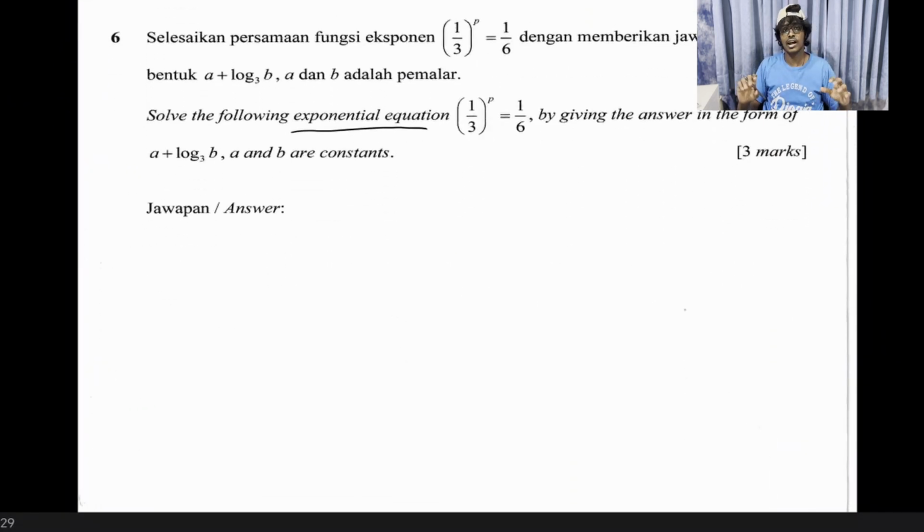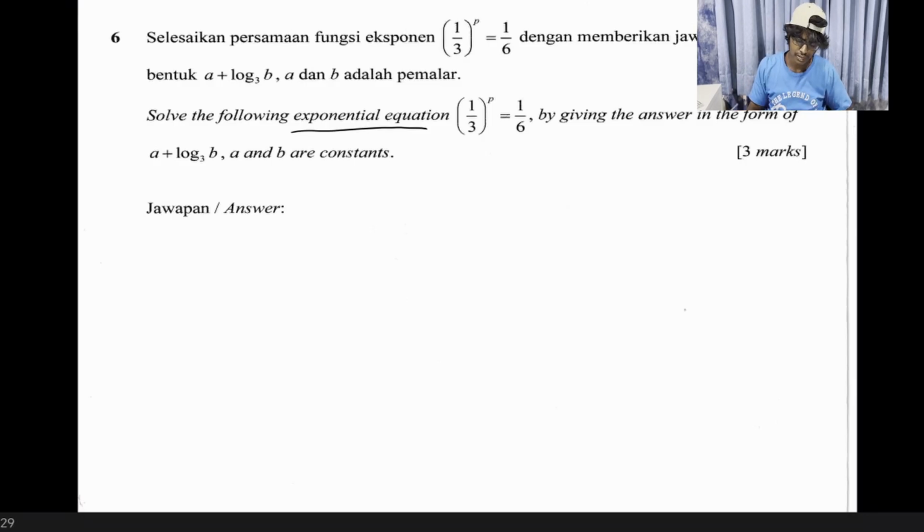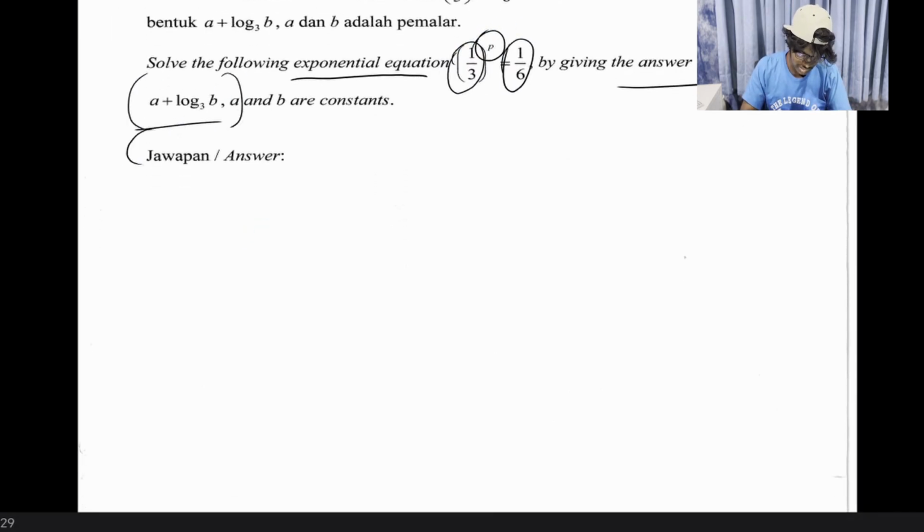So this question will be the last part of this video, and we're going to be doing logarithms. Logarithms are basically one of the easiest things, but a topic that people usually miss out on. They're saying here, solve the following exponential by giving the answer in the form of a plus log 3b. In hindsight this looks incredibly tough because we are given this thing and this thing and this thing, and how are we going to turn it into whatever this is?